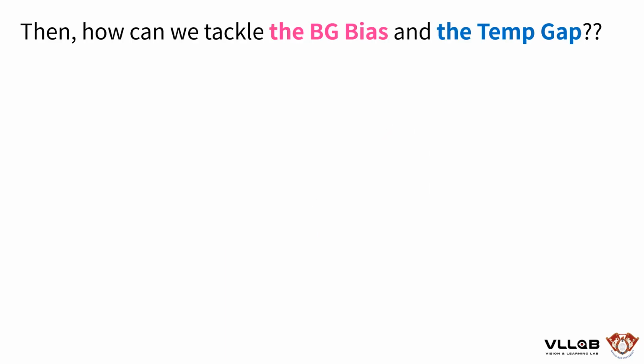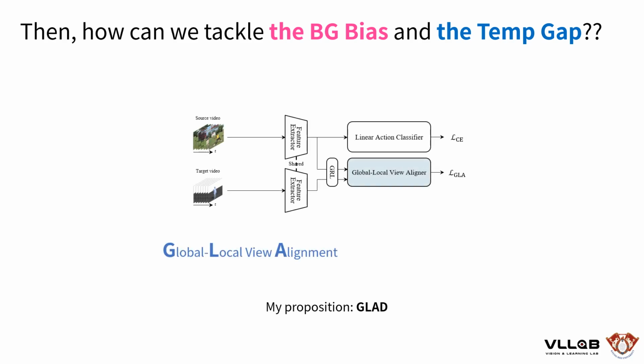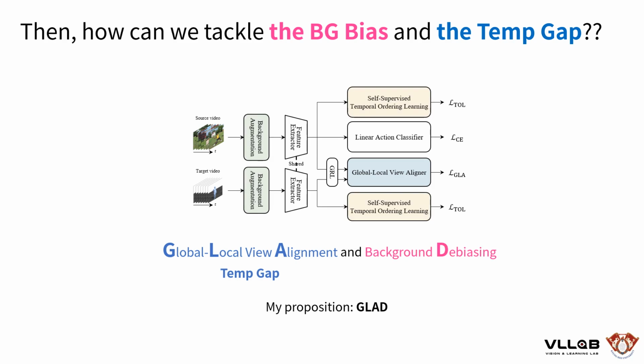Then how can we tackle the background bias and the temporal gap? Our proposition is GLAD. We have a basic structure to predict actions, and a GLA model to deal with the temporal gap, and background debiasing models to deal with background bias.